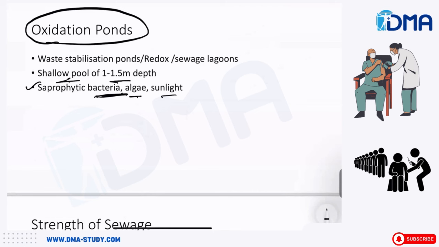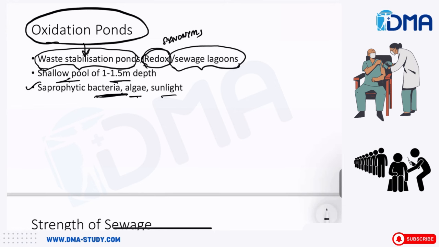What is the question here? The question is, oxidation ponds are also known as waste stabilization ponds, redox ponds or sewage lagoons. You have to know the synonyms of that. All these are synonyms. You have to know all these three.